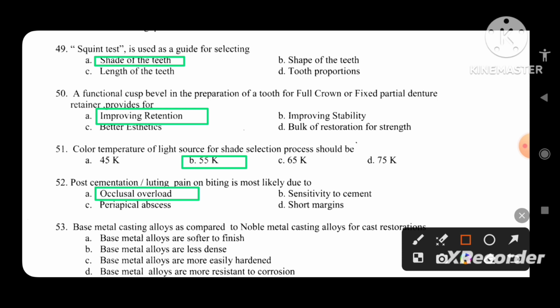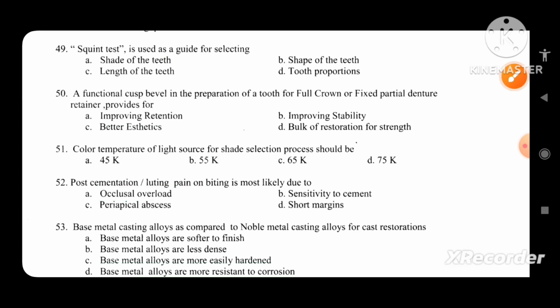Okay. Base metal casting alloys are compared to noble metal casting alloys for cast restoration. Options are base metal alloys are softer to finish, base metal alloys are less dense, base metal alloys are more easily hardened, or base metal alloys are more resistant to corrosion. And the correct answer is base metal alloys are more resistant to corrosion as compared to noble metal casting alloys.